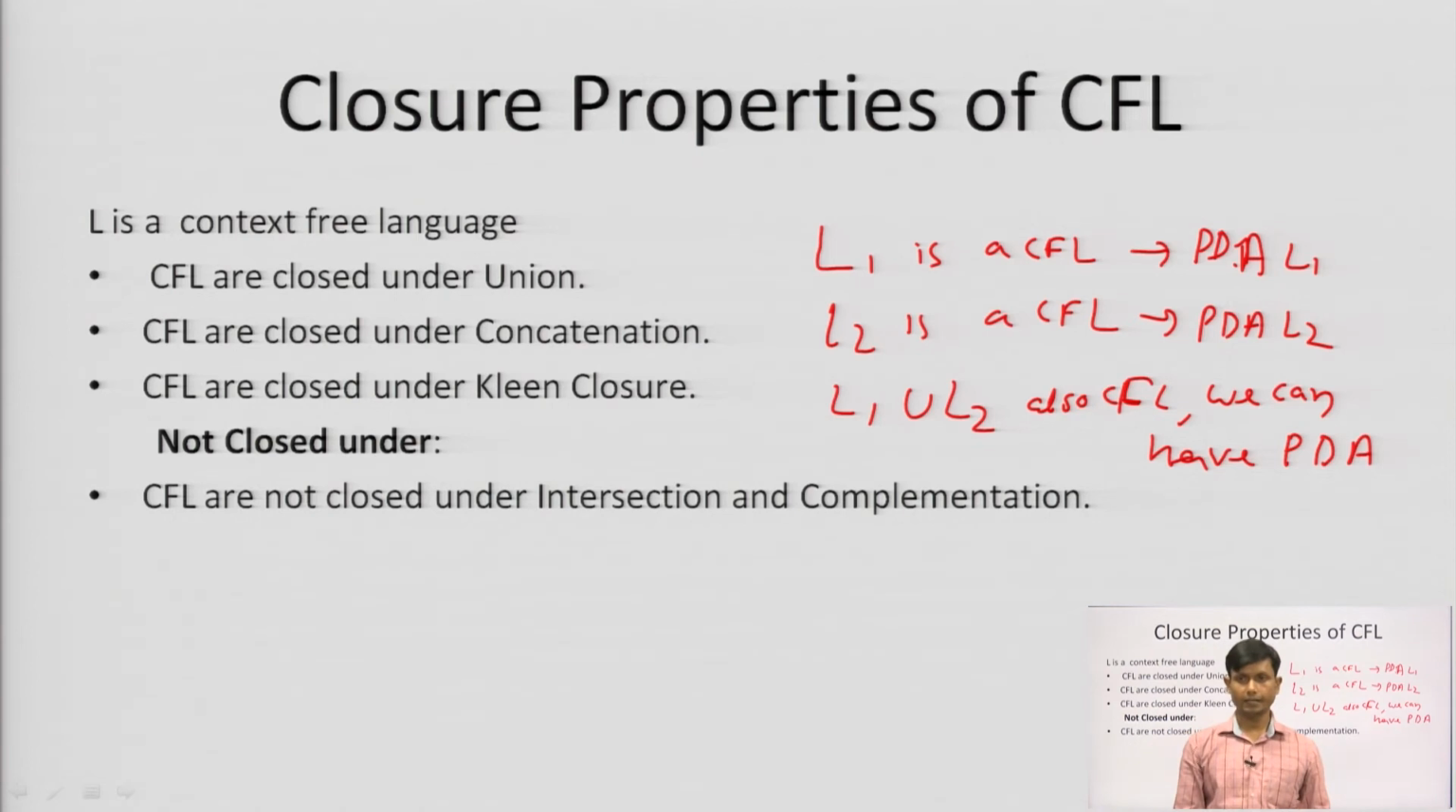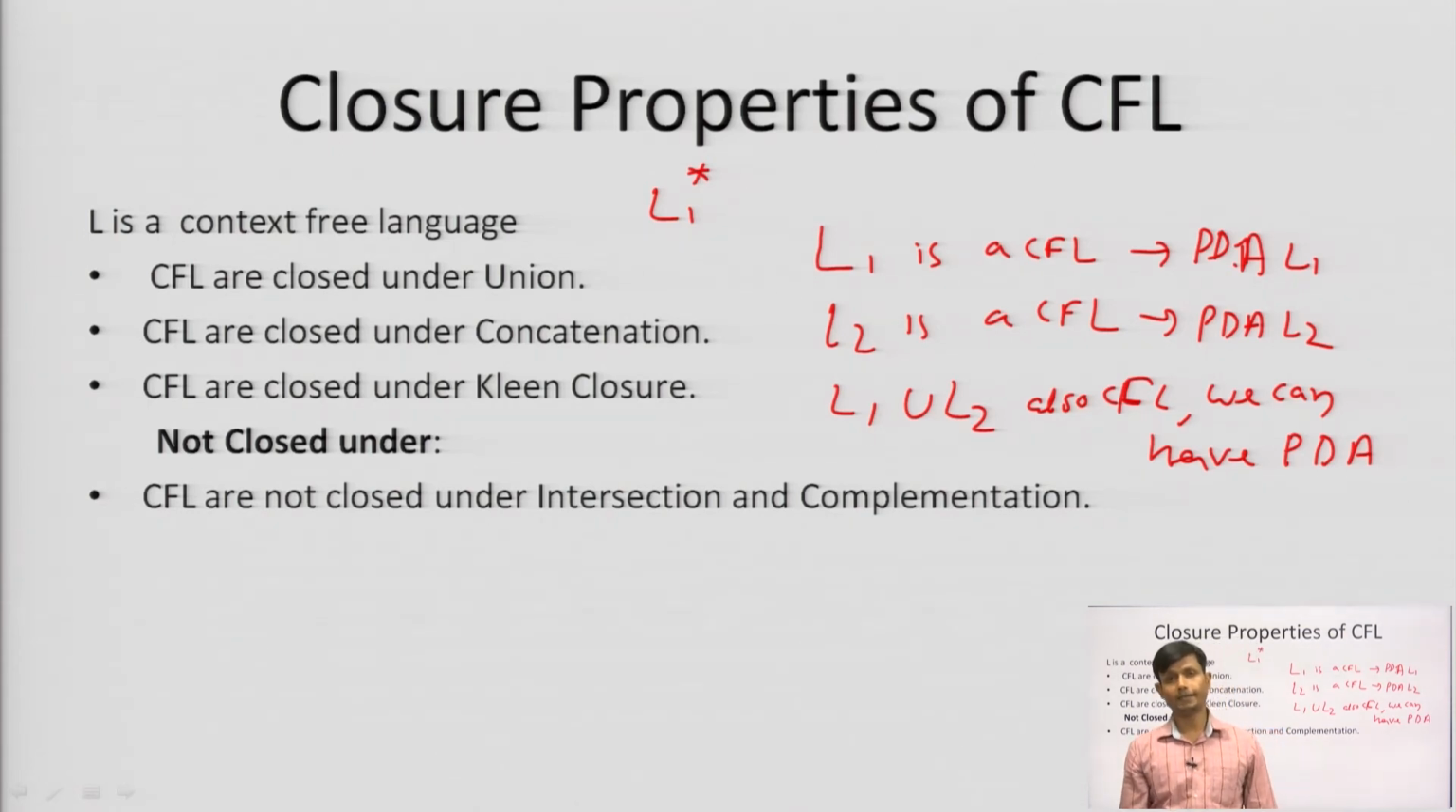Concatenation: if L1 is a context free language, then its concatenation with L2 is also context free, meaning we can have a pushdown automaton for that. CFLs are also closed under Kleene closure, like L asterisk, which you already know. So, CFLs are not closed under intersection and complementation.